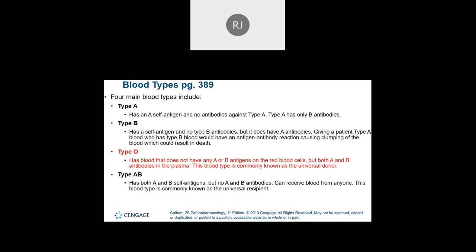At the bottom of page 389 is a figure that depicts the four main blood groups that we're going to cover. We have type A, type B, and type O, which has blood that does not have any A or B antigens in the red blood cells, but both A and B antibodies in the plasma. This blood type is commonly known as a universal donor. Then type AB has both A and B antigens, but no A and B antibodies, and a person can receive blood from anyone. This blood type is commonly known as a universal recipient.